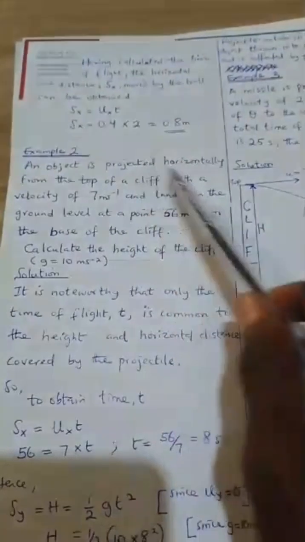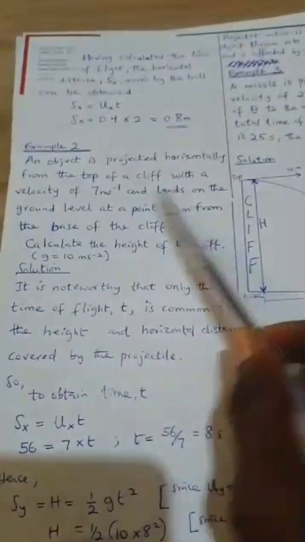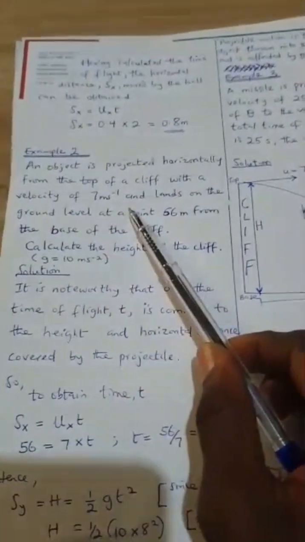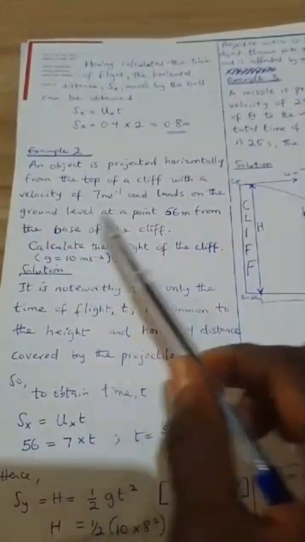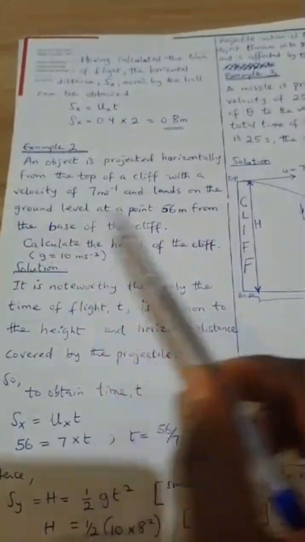An object is projected horizontally from the top of a cliff with a velocity of 7 meters per second and lands on the ground level at a point 56 meters from the base of the cliff.